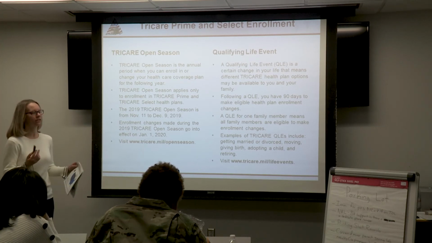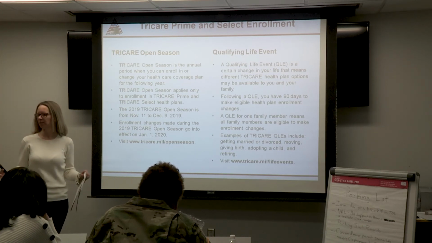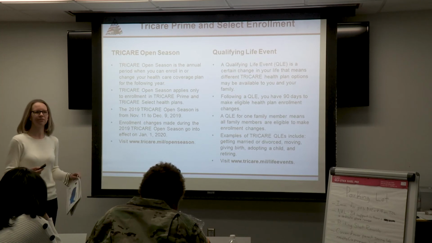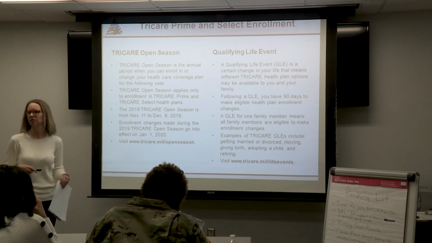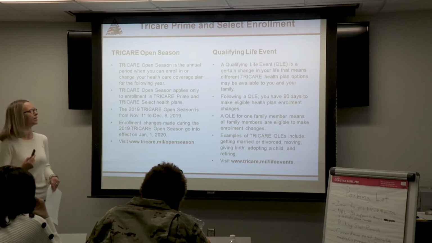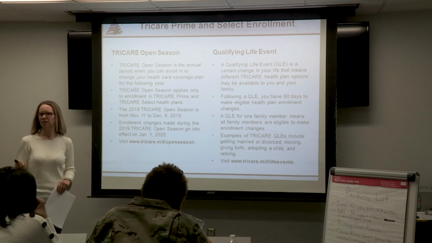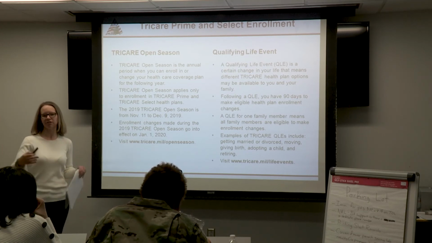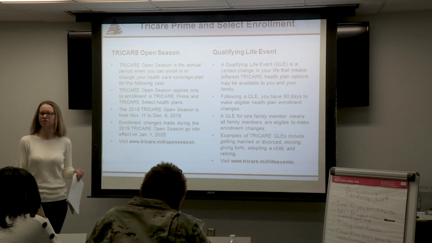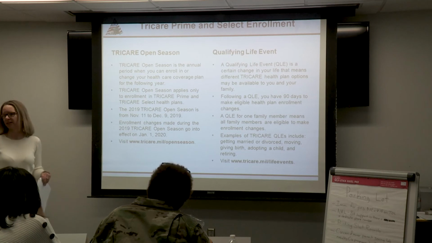So it's a certain event, and we'll talk about some examples of those, that would occur during your life that would then make you eligible to change your healthcare or health plan option. If you have a qualifying life event, you then have 90 days to make that change. After the 90 days has occurred, you have to wait until open season if you want to make a change, or if you happen to have another qualifying life event.